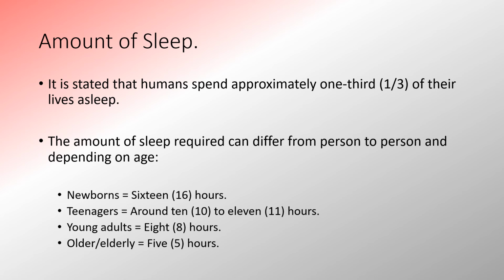So, the amount of sleep. It's stated that humans typically spend approximately 1/3 of their lives asleep, and the amount of sleep required can differ from person to person and depends on age. Newborns need 16 hours of sleep. Teenagers, 10 to 11 hours. Young adults, and even adults too, typically 8 hours. And as you get more elderly, we typically only need 5 hours of sleep. Again, this can differ due to different health circumstances, but these are typically the recommended amounts of sleep for people.